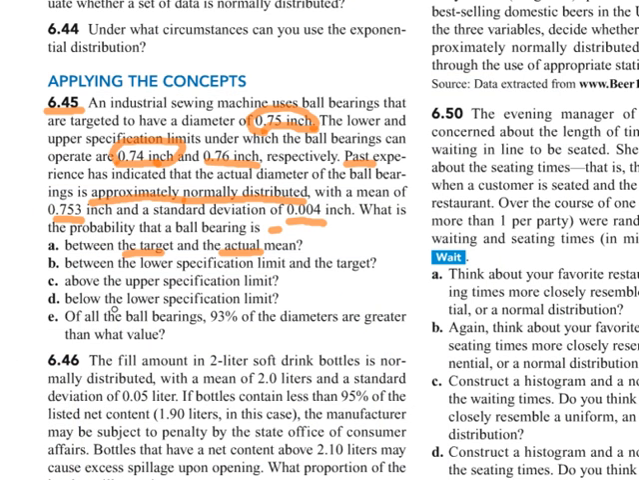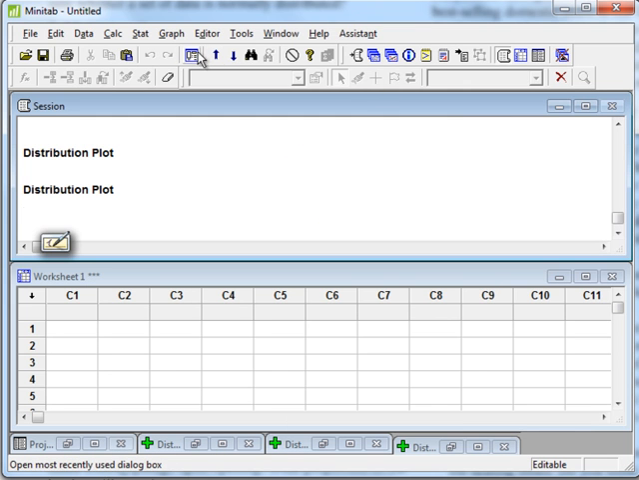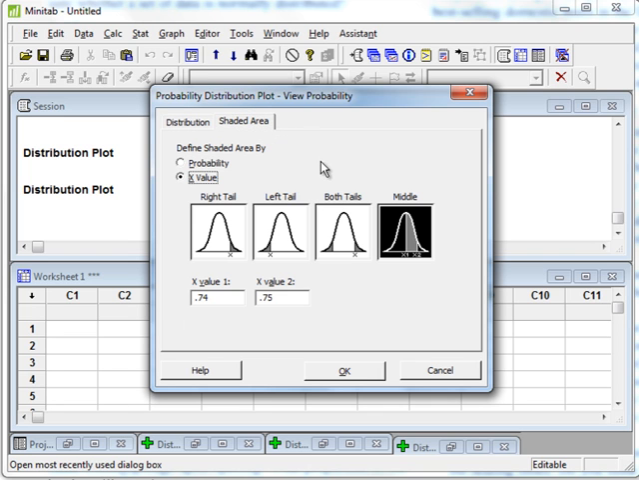Part C asks, what's the probability that it's above the upper spec limit? And we can get upper and lower spec limits next. C and D will be really easy. So close this, go back to our probability plot, and we look at the shaded area.